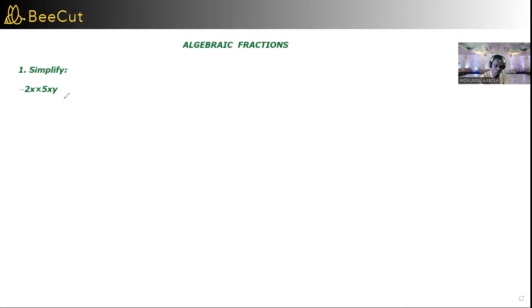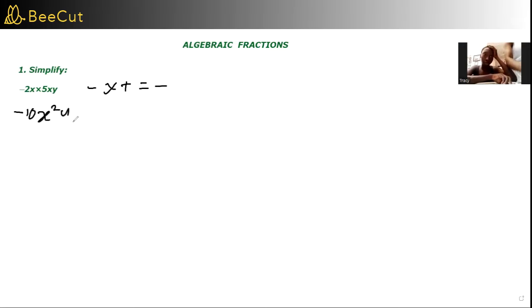Yes, sir. Okay, if you are ready. So this, if you see anything like this, you are multiplying, and you've been told before that negative times positive is negative. Definitely 2 times 5 is 10. So I have minus 10 x squared y as my answer to this. Minus 10 x squared y is my answer to this one.